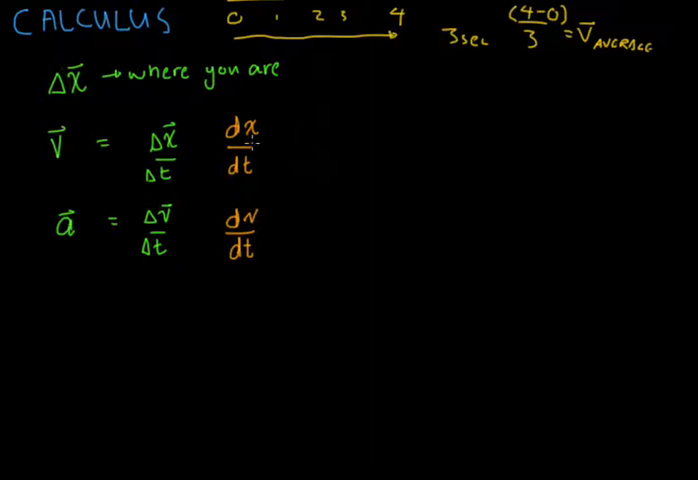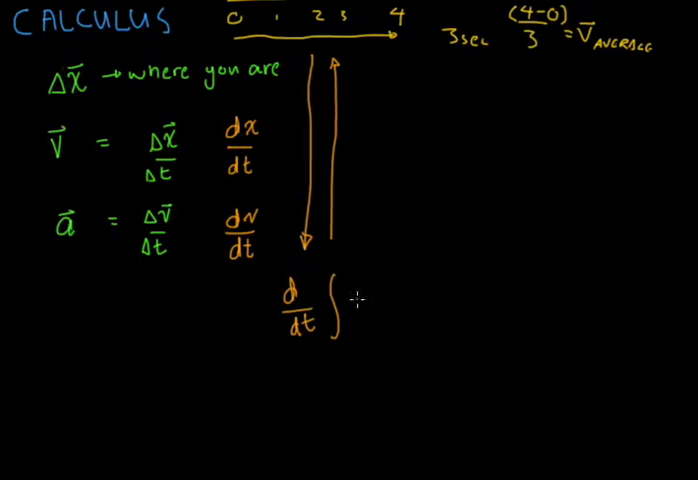And you may recognize this right here is the derivative of x with respect to time. This is the derivative of velocity with respect to time. And so as we move down this column here from displacement to velocity to acceleration, all we're doing is we're taking the derivative with respect to time, and as we move up this column here from acceleration to velocity to displacement, we're taking the integral with respect to time.